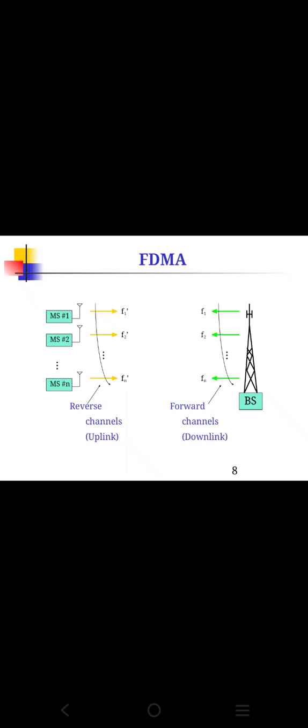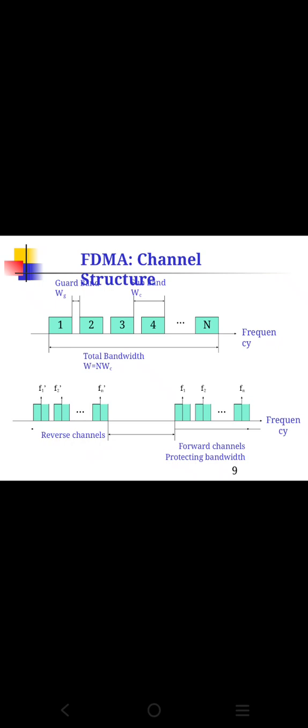So when you come to FDMA again, as I said before, in FDMA the frequency levels will be distributed, that is allotted to different subbands of the frequency. So it is shown for different frequency levels, MS1, MS2, MS3 till MSN, that is the reverse channel, that is the uplink, and the right side shows the forward channels to the base station, that is the downlink.